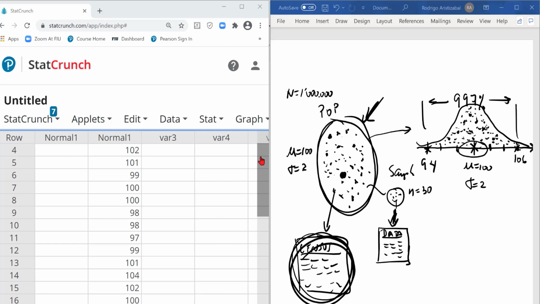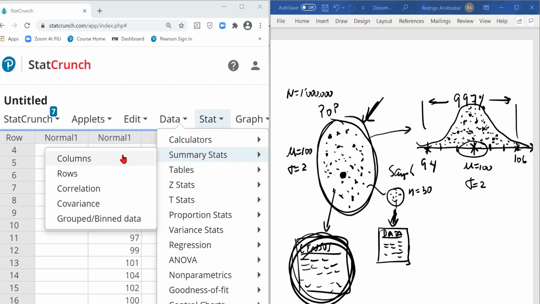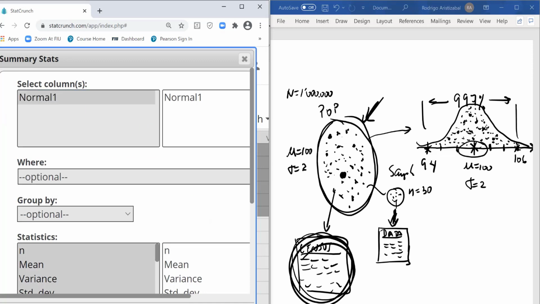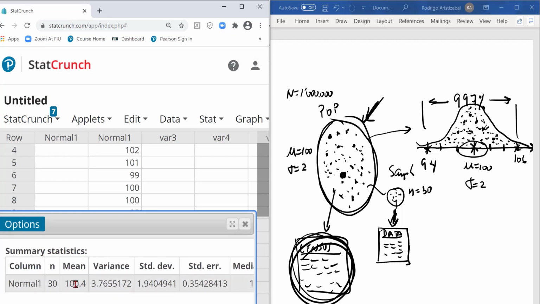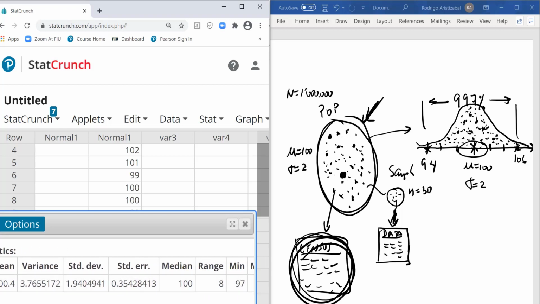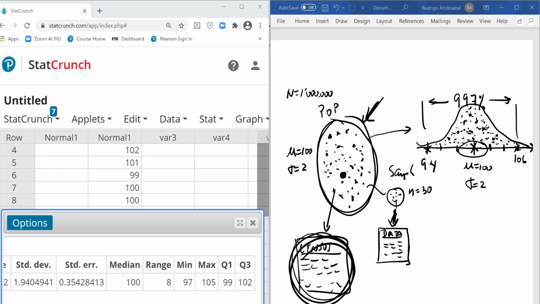StatCrunch also gives me the summary of the most important statistics. We go to Stat, Summary, then my data is located in the column Normal 1, then Compute. These are the most important statistics. Here we have the mean, the variance, standard deviation, standard error, which I will explain later in chapter 6, median, range, minimum value, maximum value, the first quartile, and the third quartile. The second quartile, remember, is the median.